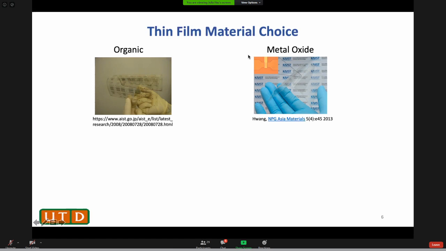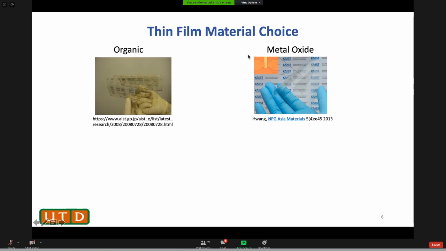Organics, the pro is because they are more like polymer. Their CTE and mechanical properties are similar to the substrate, so they don't have the CTE mismatch problem. They are solution processable, and most of them you can do this at low temperature. The con is they usually have low mobility, and for special polymers or organics, they could be very expensive.